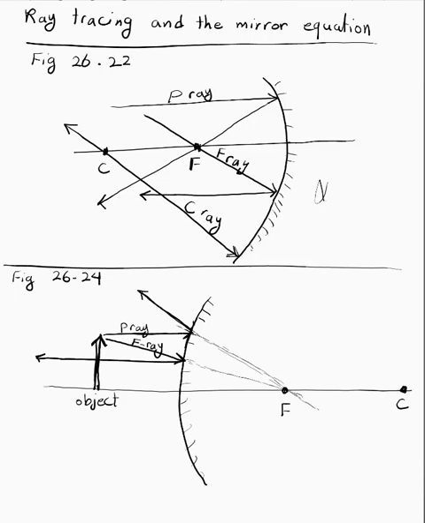The same applies for the C ray. If a ray shines at the mirror in a way that it passes through the center of curvature, if I can draw this nicely, if I have a ray that is going this way, then it is reflected back on itself, on its original path. This is my C ray here. All right, now I have the three reflections. I have this reflection for my P ray, this reflection for my F ray, and this reflection for my C ray.